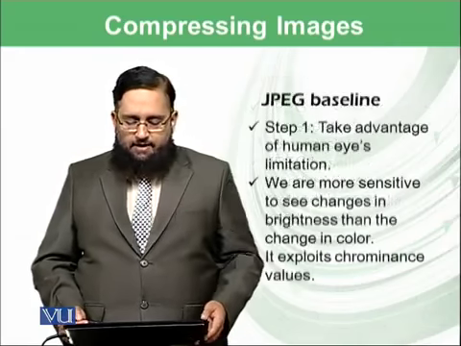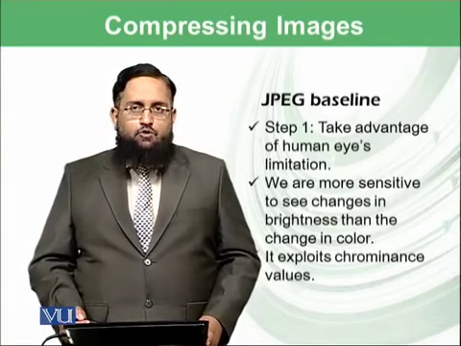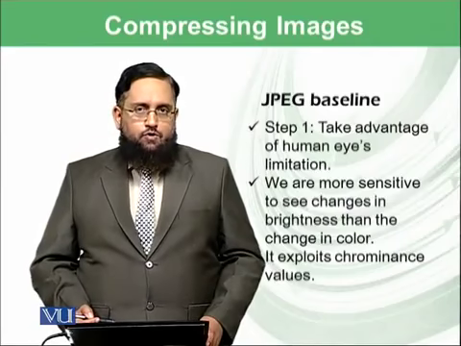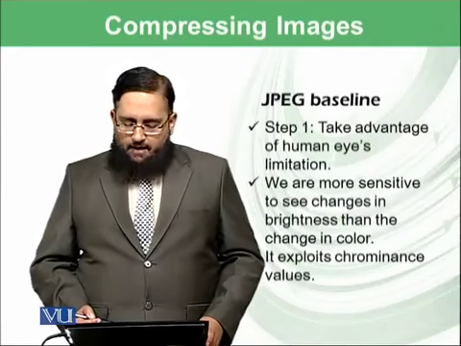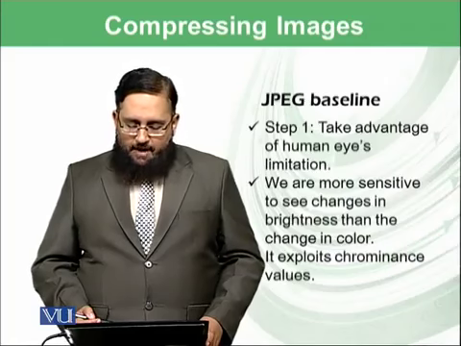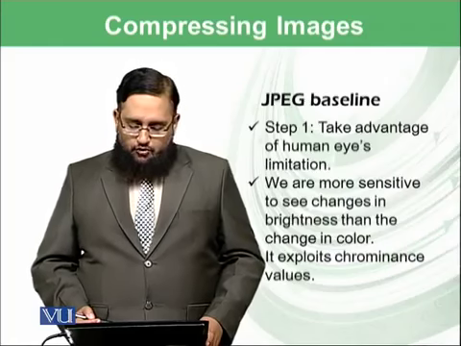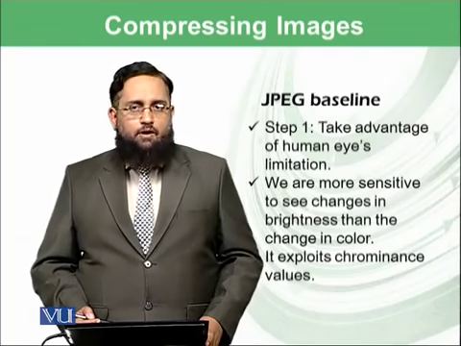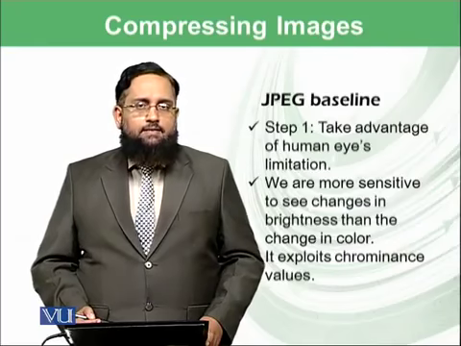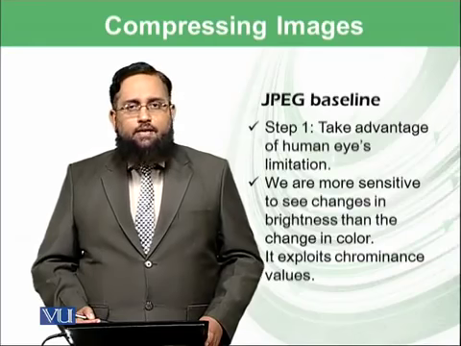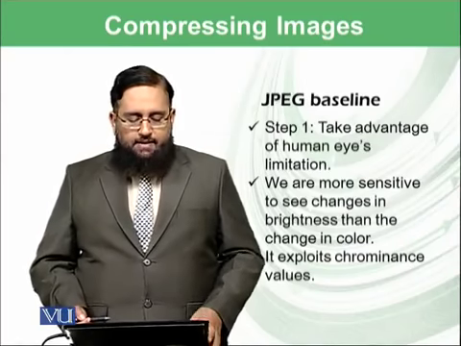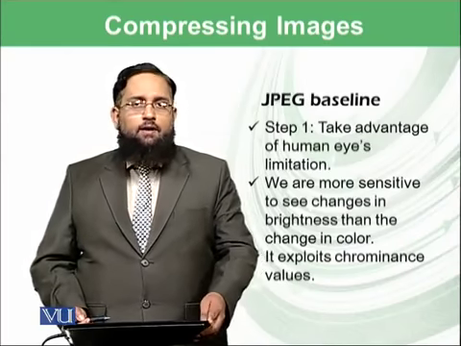So what does it do? It has 2 steps. In the first step, it takes advantage of the human eye's limitation. So what is the human eye limitation? That we are more sensitive to changes in brightness than to changes in color. So it exploits chrominance values, which we have already learned in the previous modules: the red chrominance and blue chrominance, which are the difference between the red color and the luminance value. So it exploits the chrominance value to trick the human eyes.